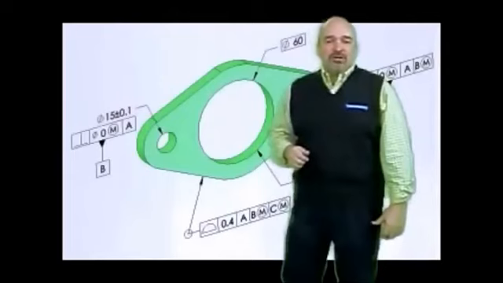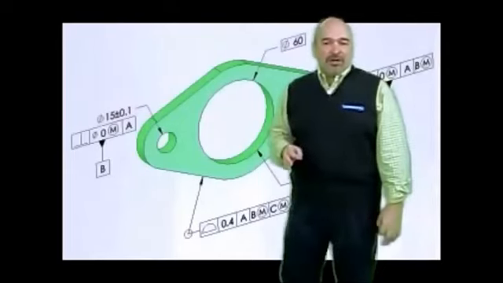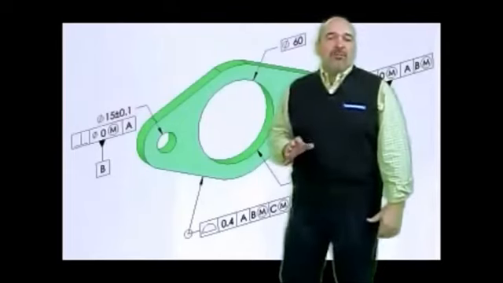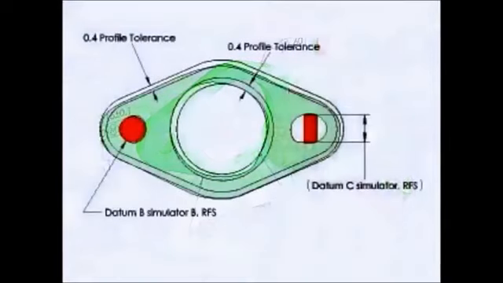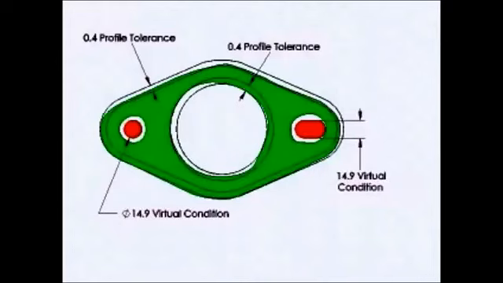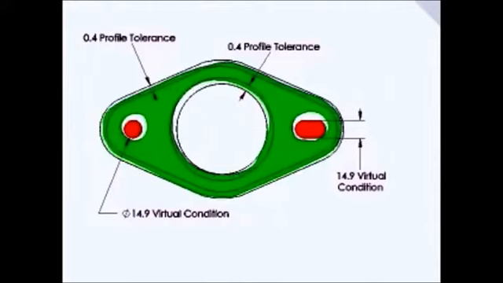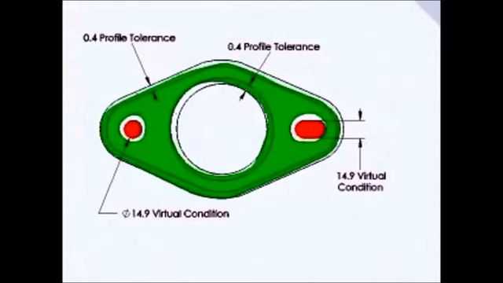If datum features B and C had been applied RFS, the part shadow could not move or float on the datum simulators. Since datum features B and C are modified at MMC, the overlay includes the virtual conditions of the datum features, shown here in red. An inspector could float the outline of the part around to bring it into the profile zone of 0.4, provided the datum features did not violate their virtual conditions.